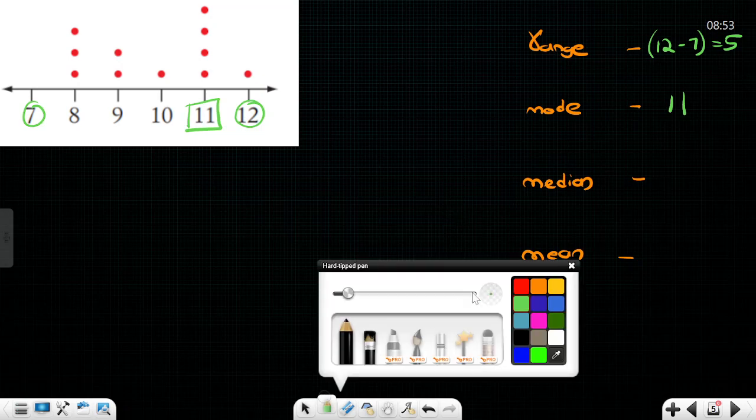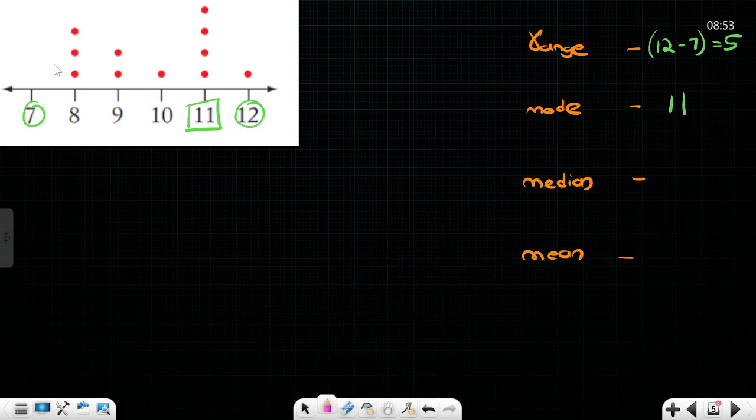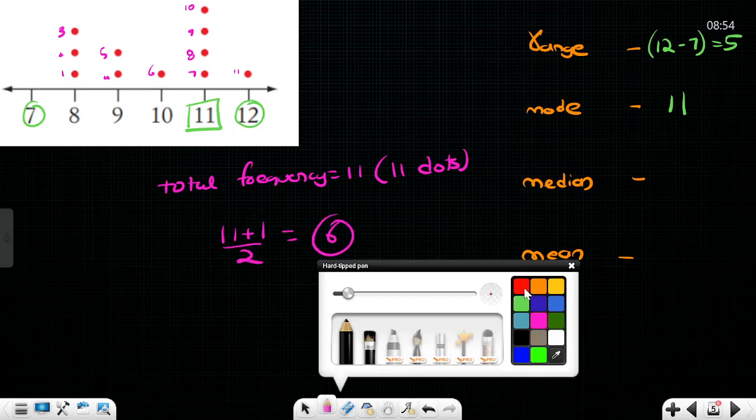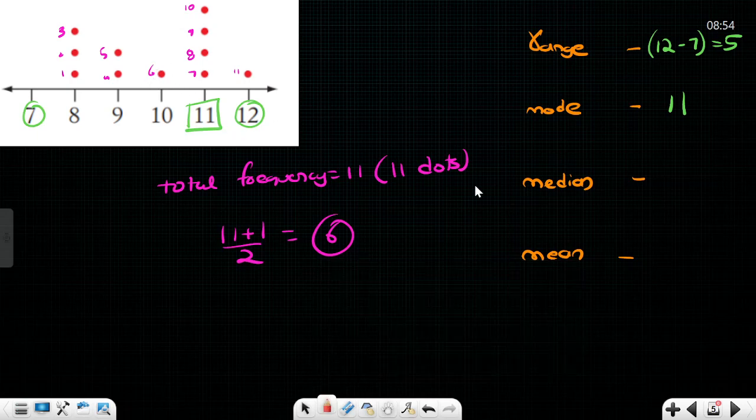Median. If you want median, he has used a good method. He has written all the dates, all the frequency numbers: 1, 2, 3, 4, 5, 6, 7, 8, 9, 10, 11. Total frequency is 11, that is 11 dots, Akshita. So 11 plus 1 by 2, as your teacher said, is 6. Where is that 6th dot? 6th dot is somewhere here. Therefore the median is the value of the data at the 6th dot, that is 10.